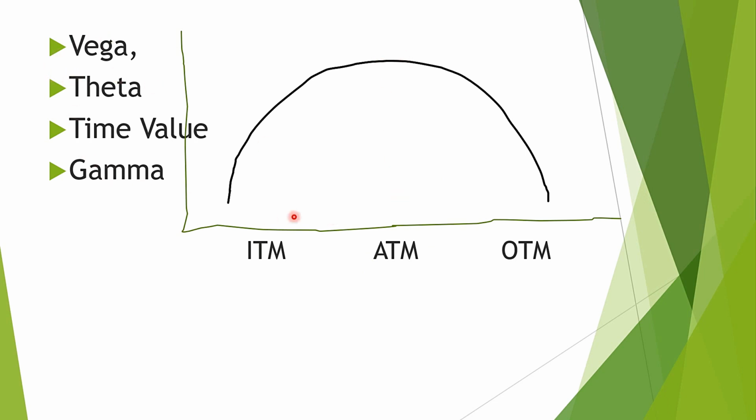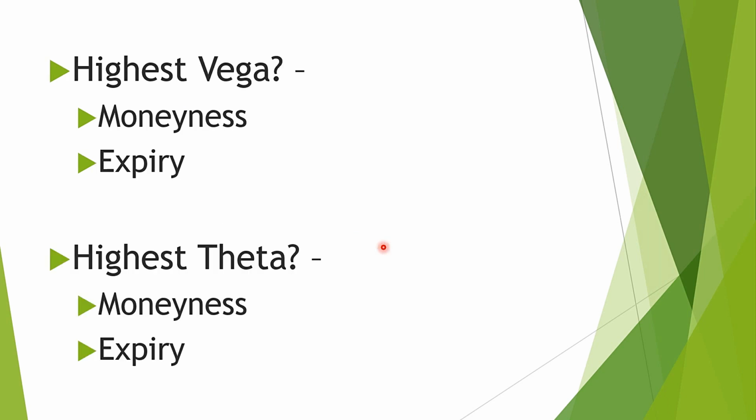Vega, theta and gamma have lesser impact on in the money options and out of the money options, and maximum impact is on at the money options. Is this clear? Now answer these questions. Where is highest vega in terms of moneyness and expiry? And where is highest theta in terms of moneyness and expiry?